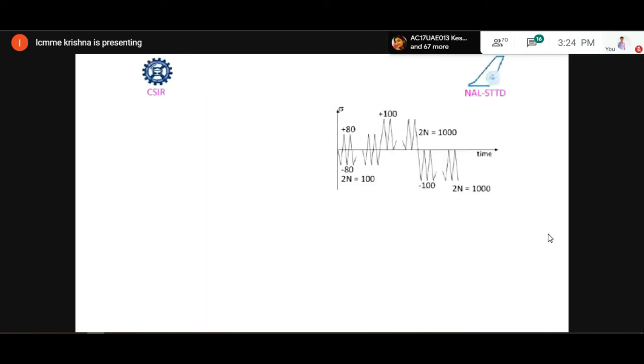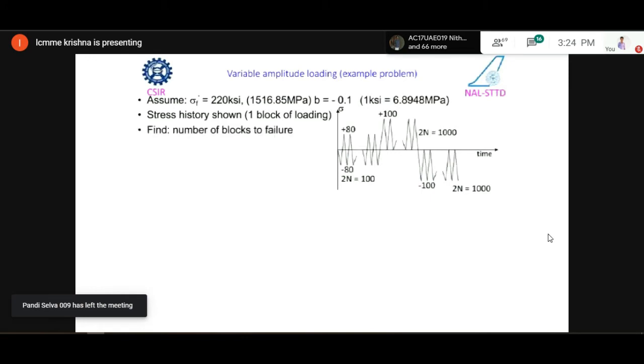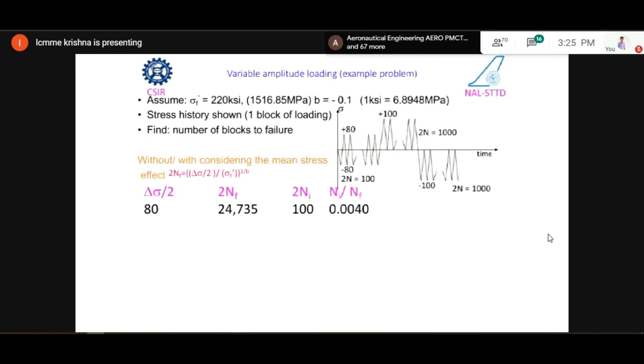So here we'll see one example. How do we compute this fatigue life for a given block of failure cycles? In the first part, variable amplitude loading is considered. We assume that the failure stress constant B is 0.01, take the stress history as one block of loading, and find the number of blocks to failure. We'll do the study with and without considering the mean stress effect.